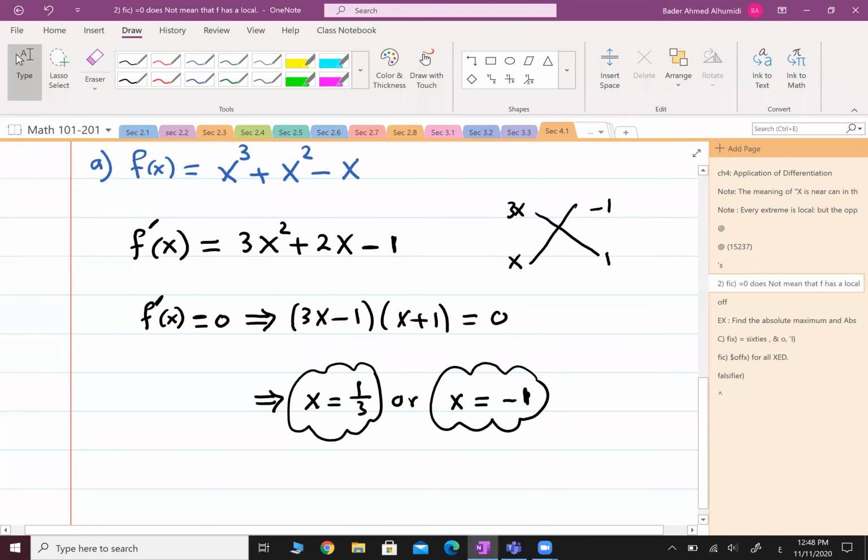عادة صيغة السؤال في الفاينل اكزام بالشكل التالي. يقول لك the number of critical values of this function is ويعطيك مثلا 2 3 4 1 وهكذا. Okay, so the critical numbers of this function are two values: x equal to 1/3 and x equal to minus 1.